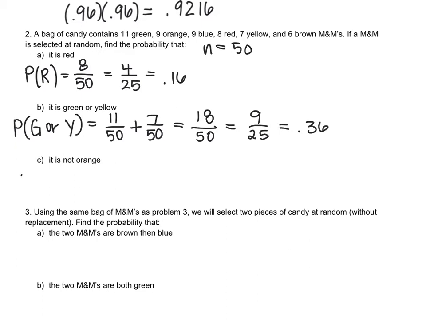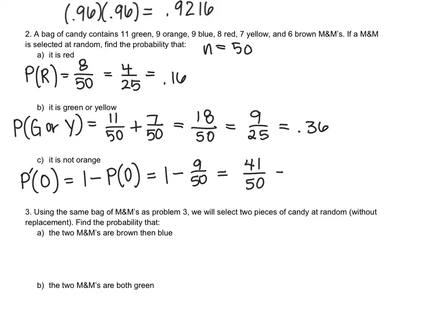Lastly, we want the probability of not orange. So that's the complement, probability of not orange, which is 1 minus the probability that it is orange. So 1 minus, and then 9 out of 50 are orange, which means 41 out of 50 aren't, which is 0.82. I guess I should put OG for orange because it kind of looks like a 0.